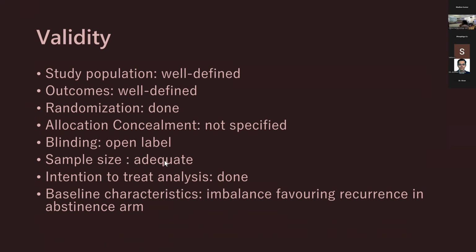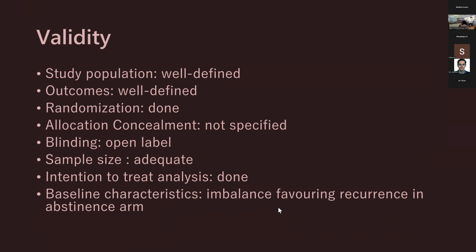So looking at the overall validity of the study: the population is well defined, outcomes were well defined, and randomization was done. Allocation concealment they have not specified. This is an open label study, sample size was adequate, and intention to treat analysis was done. Baseline characteristics are more imbalanced, favoring recurrence in the abstinence arm.